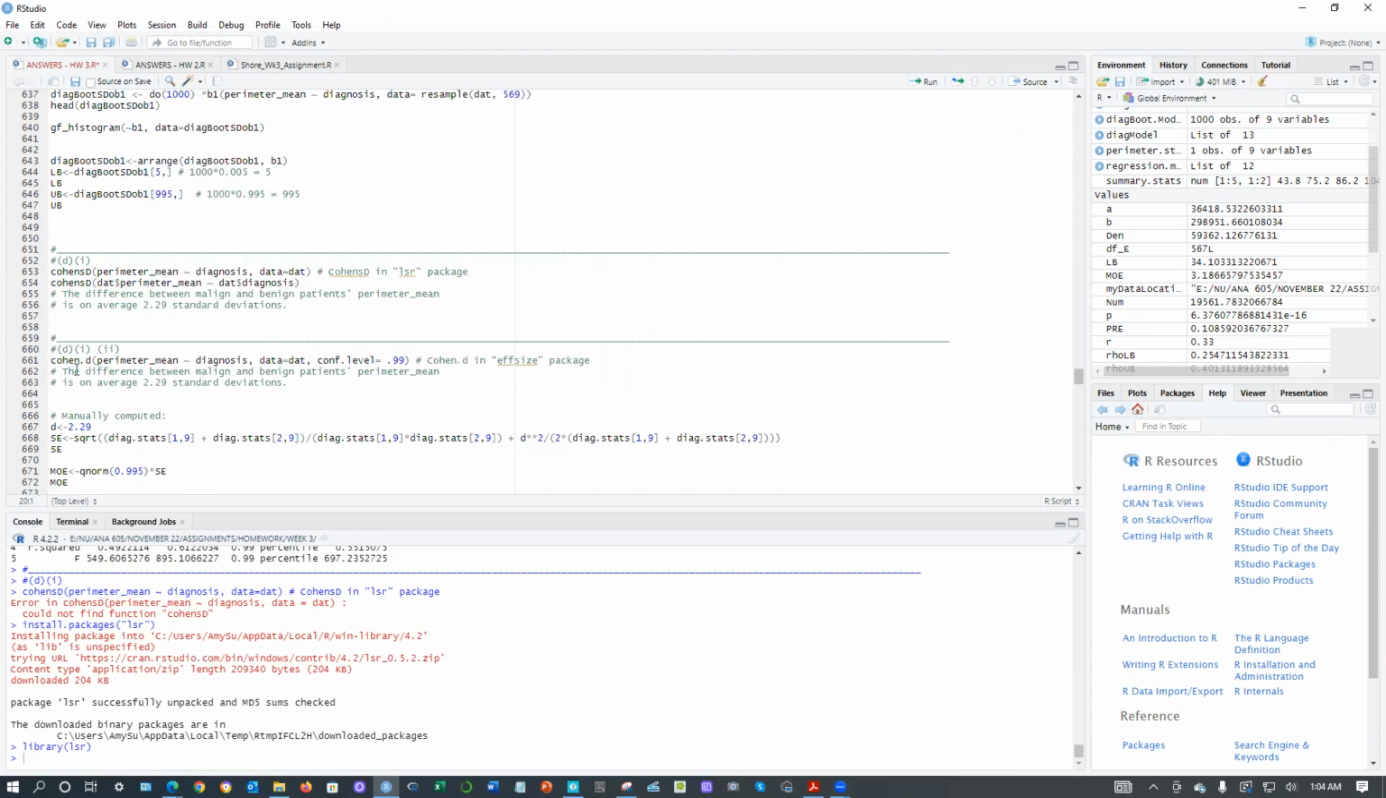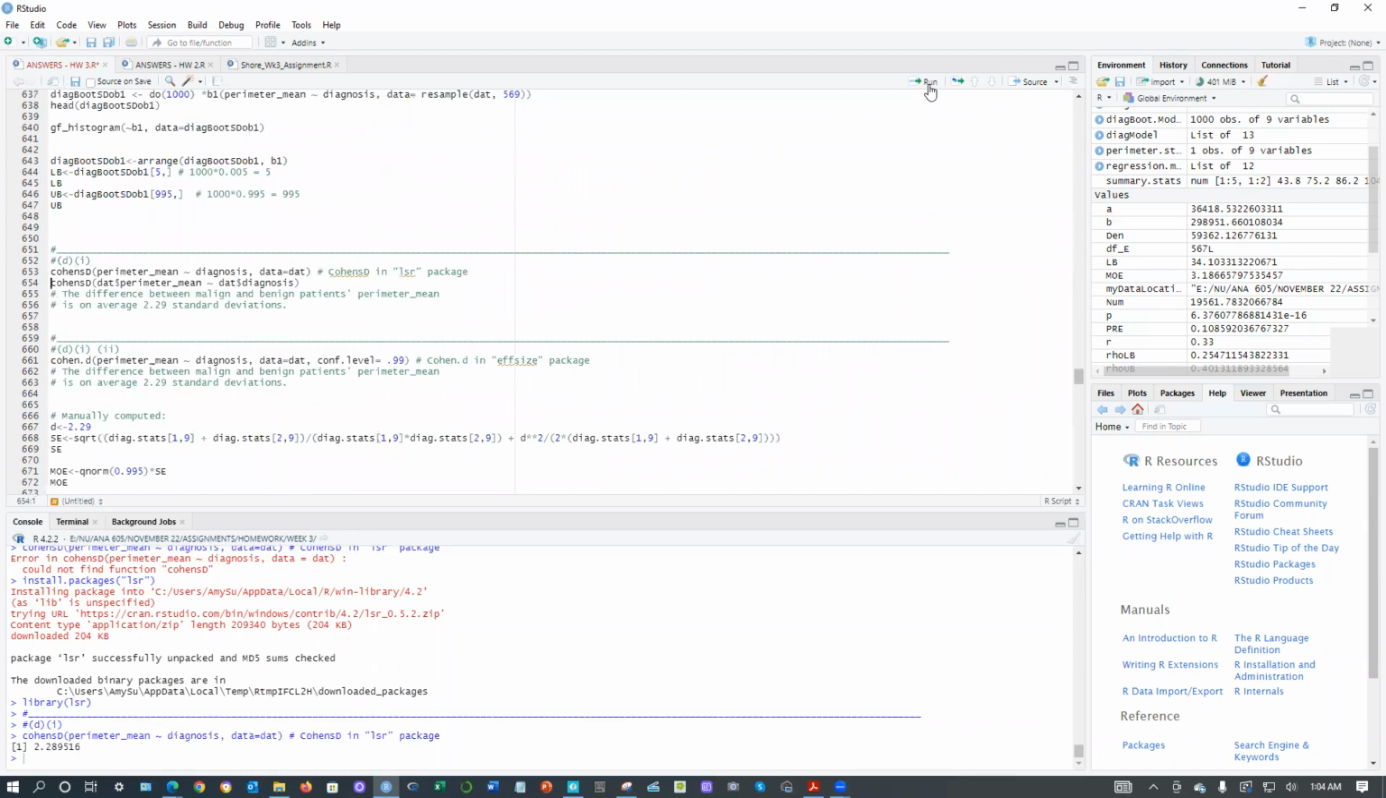It's not going to D2, or hence D3. See, this is coming from the lsr package, Cohen's D. Okay, let's run this one and see. 2.28. The difference between the malignant and benign patients' parameter mean is, on average, this many standard deviations. It has been expressed in standard deviations.